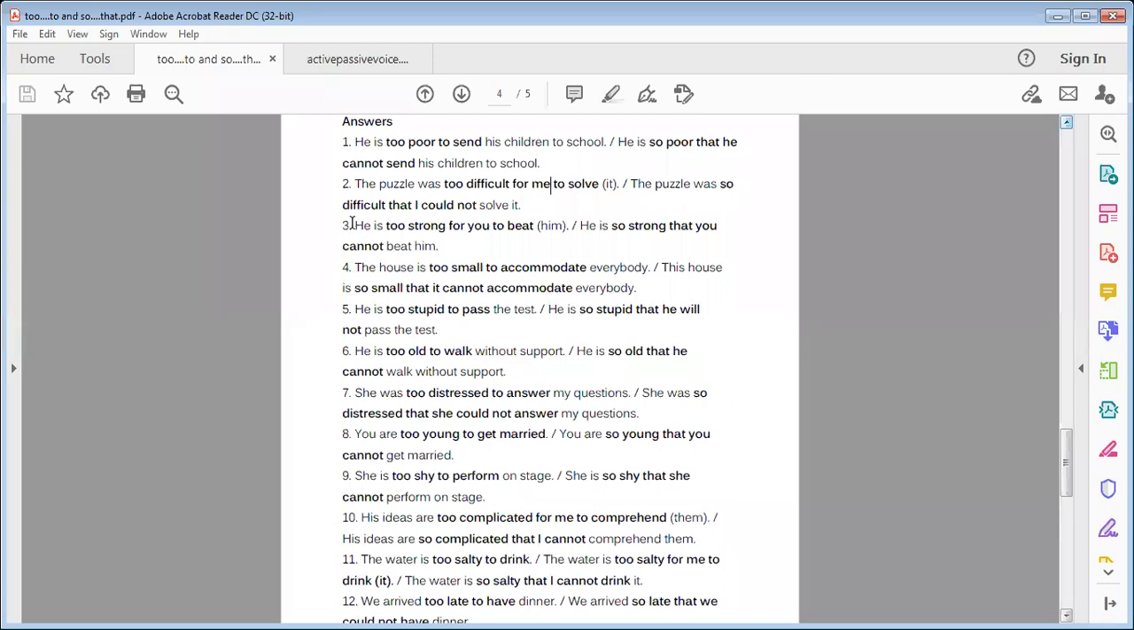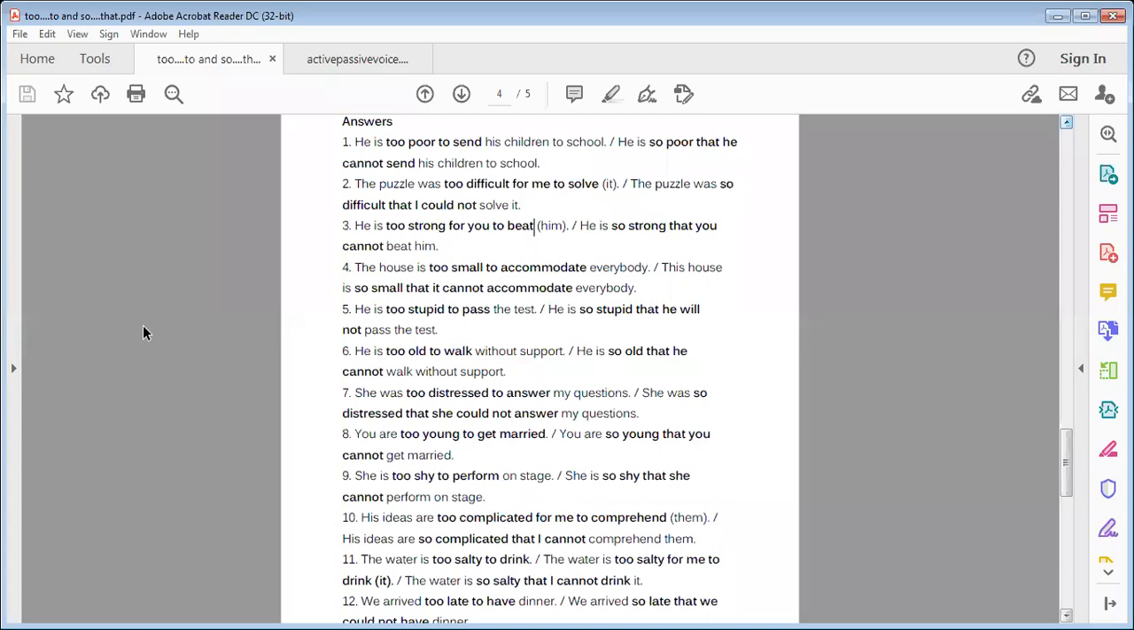Okay, many students had a doubt with the third one. Very good, Vedant. Nice. He is too strong for you to beat. See, as you practice more and more, you get a knack of it.